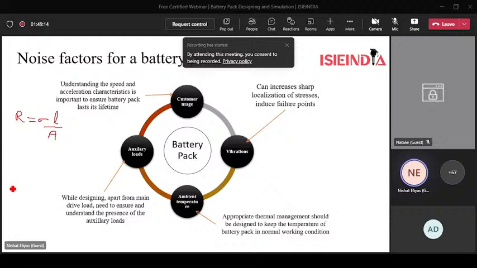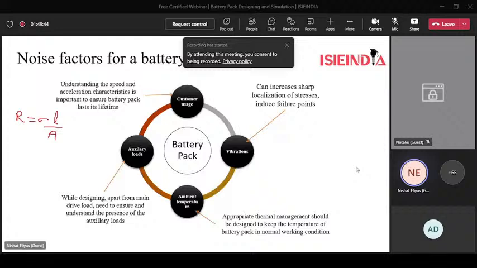Such a design is necessary that it does not create sharp localization of stress and induce failure points. The ambient management of the temperature as well: appropriate thermal management must be designed, which keeps monitoring the temperature of the battery pack as well.